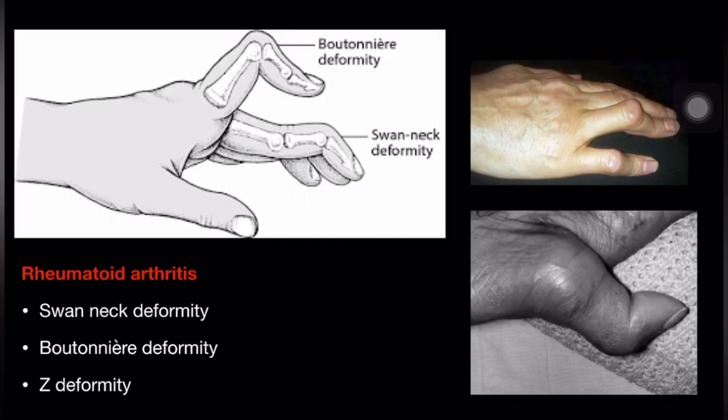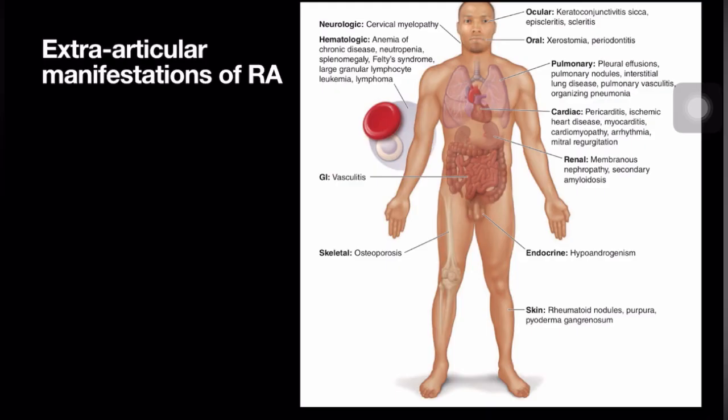Rheumatoid arthritis is one of the most common questions asked during OSCE. You have to know each and every deformity. Usually they ask about swan neck and boutonniere deformity and Z deformity and hallux valgus. But you have to know the other deformities. They may ask you during your viva hours. So you have to see the images of all the deformities.